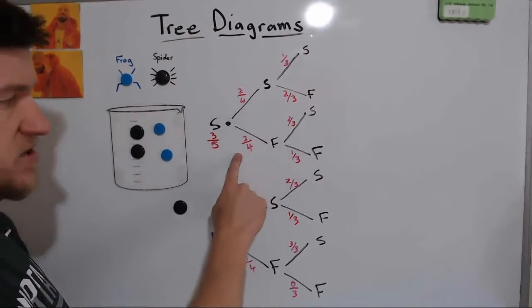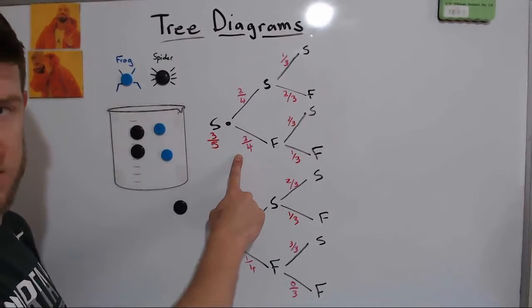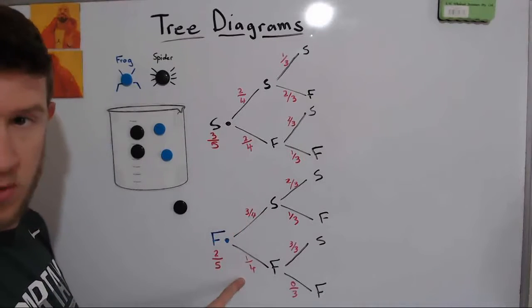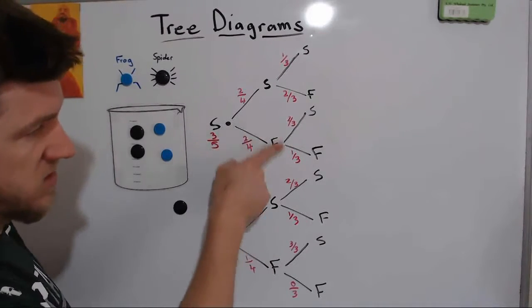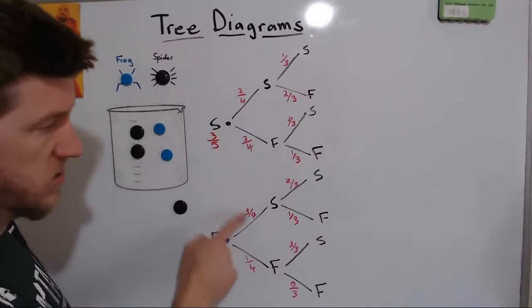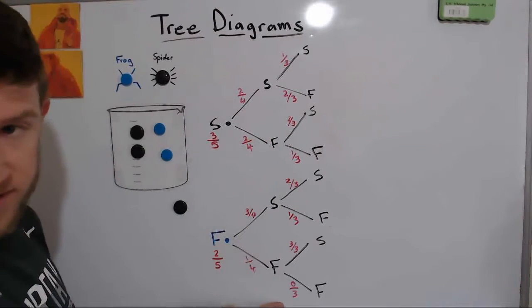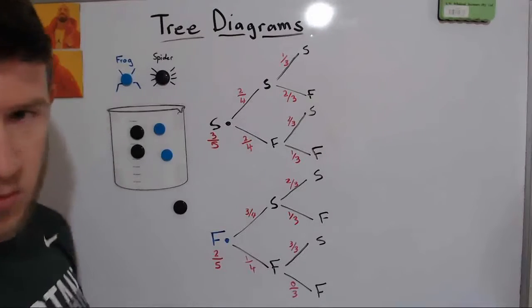So here I've got 2 quarters and 2 quarters, gives me 1, perfect. 3 quarters and 1 quarter gives me 1. Here I've got 2/3 and 1/3, 1/3 and 2/3, 2/3, 1/3, 3/3, 0/3. So it always sums to 1.